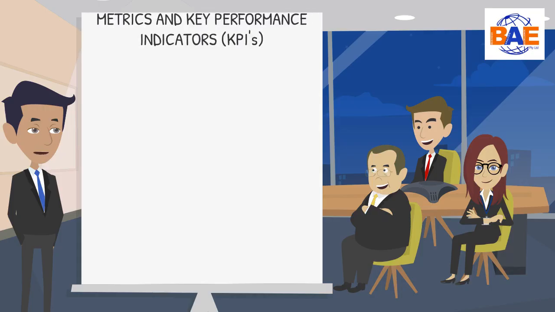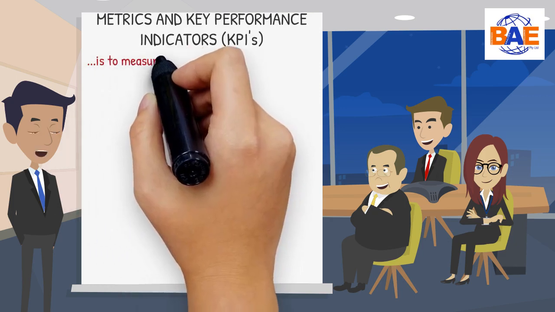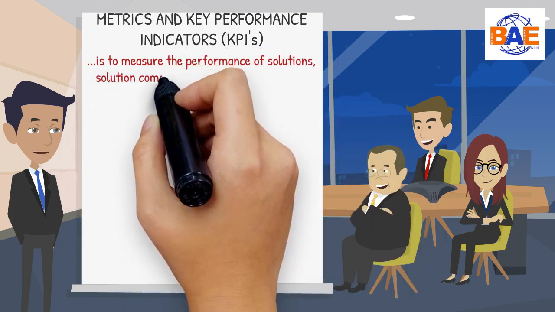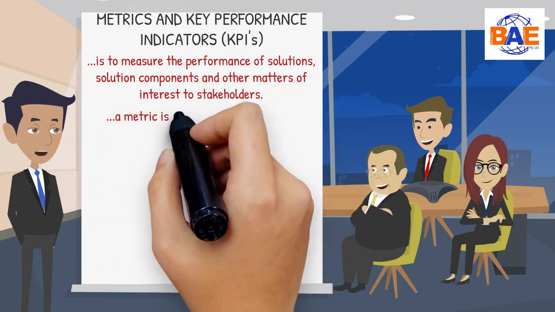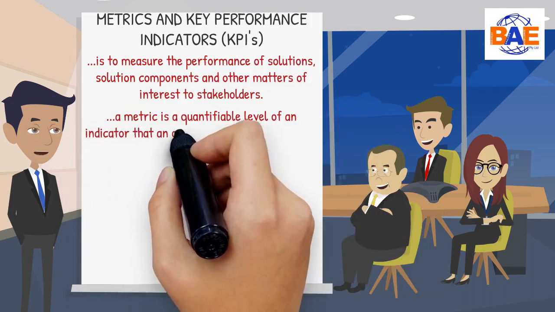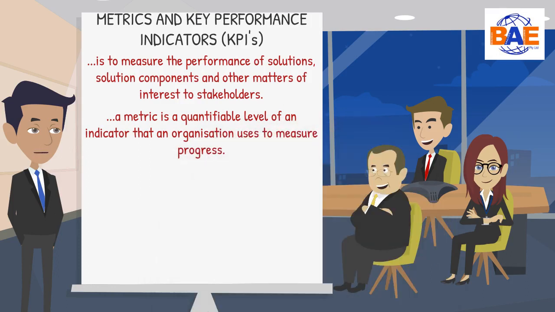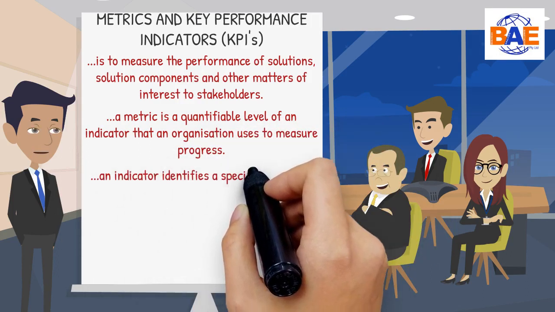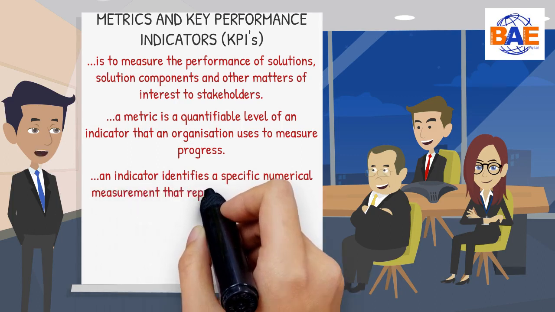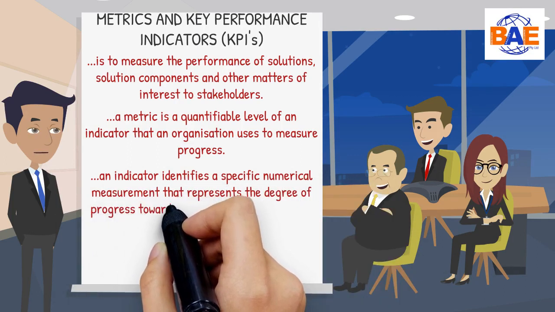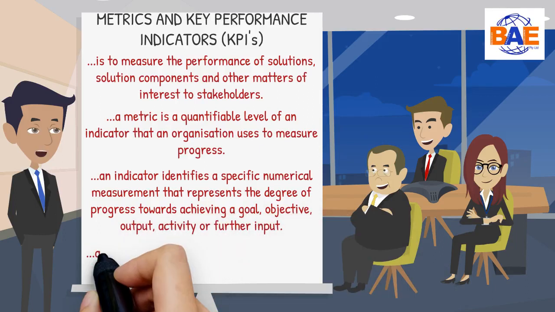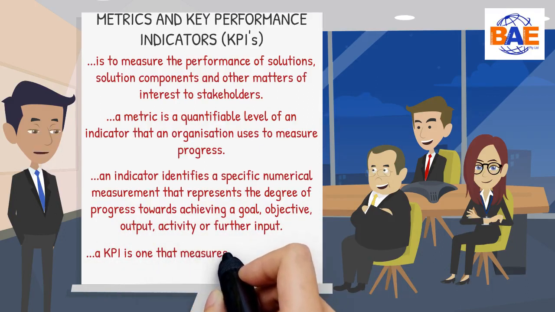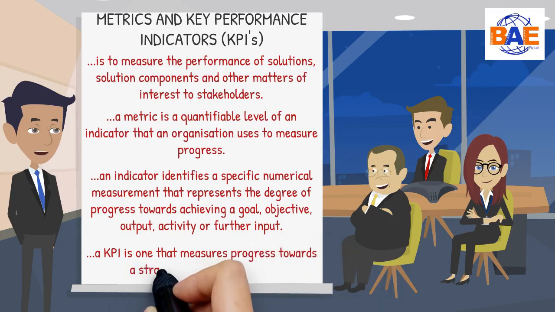The definition of metrics and key performance indicators is to measure the performance of solutions, solution components, and other matters of interest to stakeholders. A metric is a quantifiable level of an indicator that an organization uses to measure progress. An indicator identifies a specific numerical measurement that represents the degree of progress towards achieving a goal, objective, output, activity, or further input. A key performance indicator, or KPI, is one that measures progress towards a strategic goal or objective.